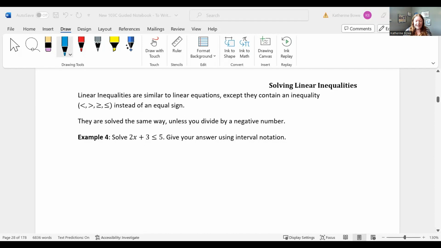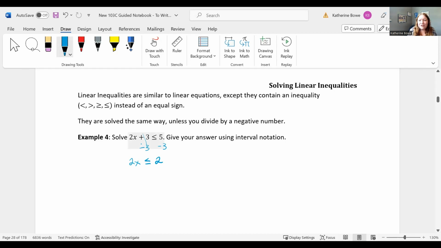Solve 2x plus 3 is less than or equal to 5. And we want to give our final answer in interval notation. So when solving this, we start by doing the exact same thing as we normally would do with an equation. We want to get the x term by itself. So since we're adding 3 currently, we subtract 3 from both sides of the inequality. My plus 3 minus 3 will cancel. And so on the left, I'll only have 2x, and on the right, I'll have 5 minus 3. So 2x is less than or equal to 2.